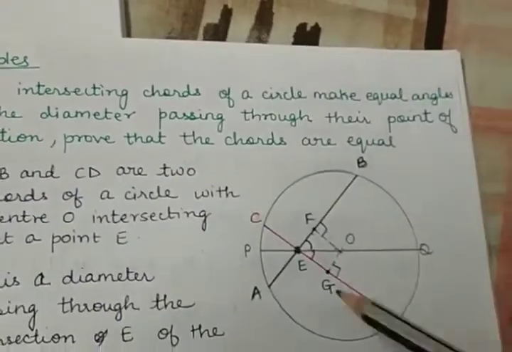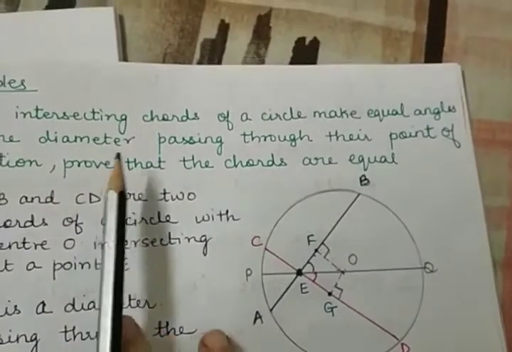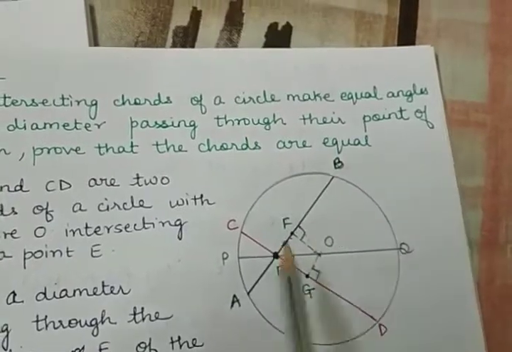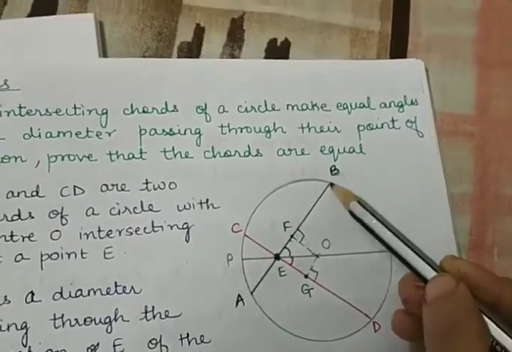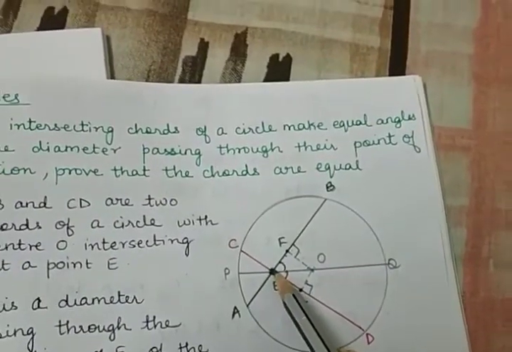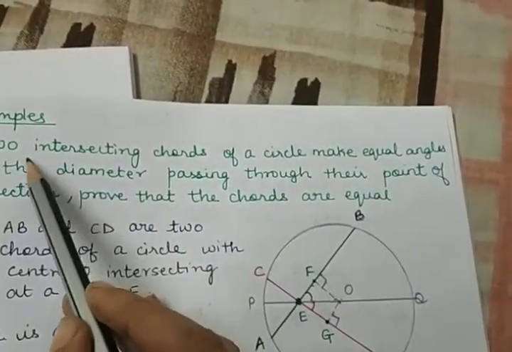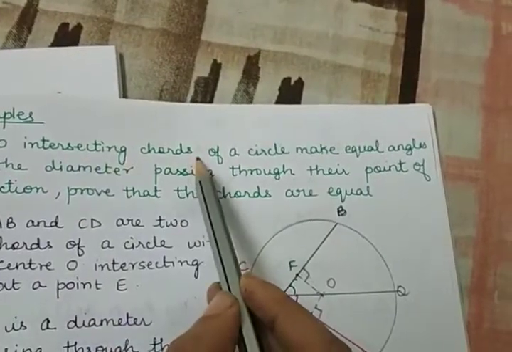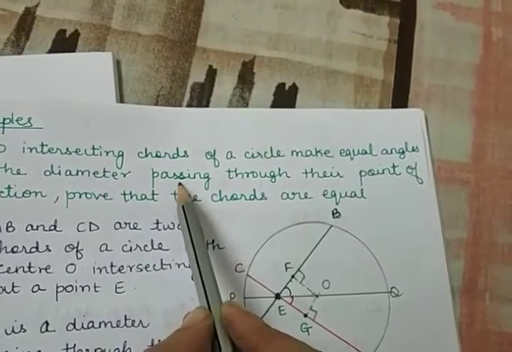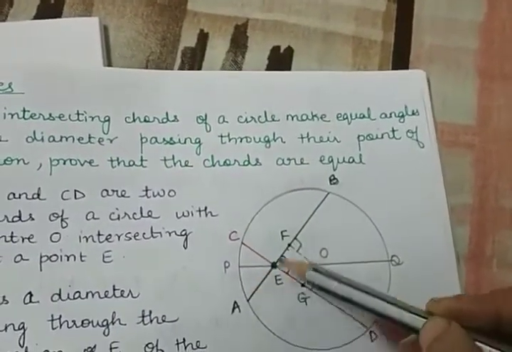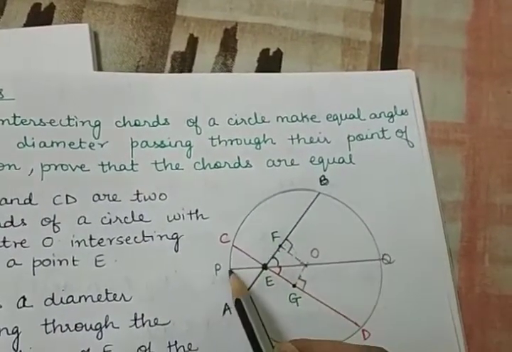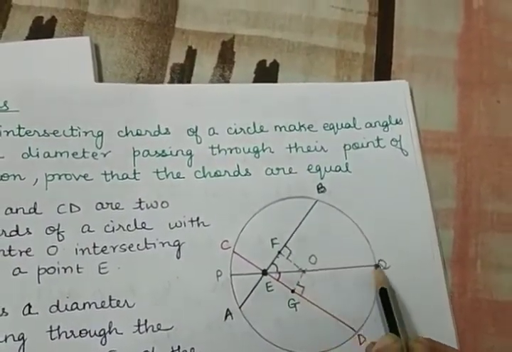So you have a circle and there are two chords which intersect each other. So you have chord AB and chord CD which are intersecting each other at this point E. Now these two chords which are intersecting, they make equal angles with the diameter of the circle. The diameter of the circle is PQ.